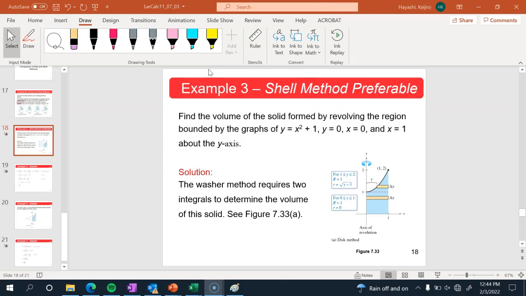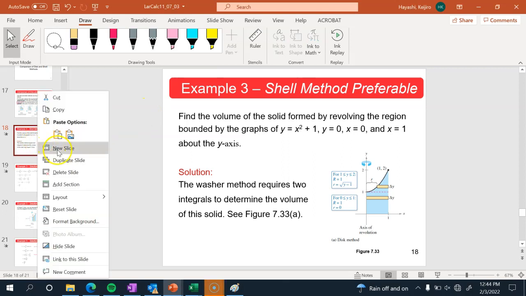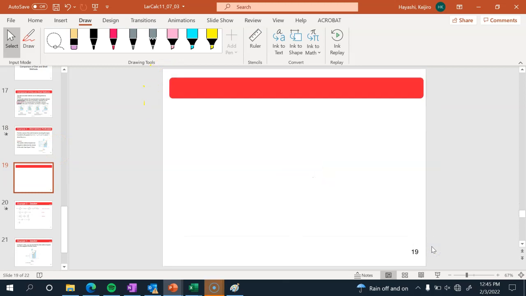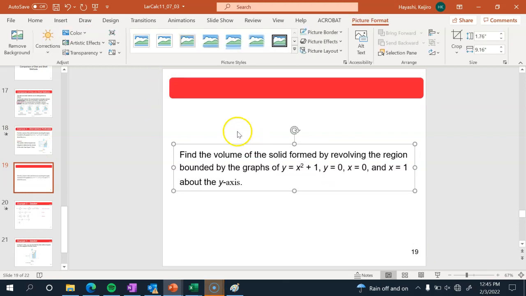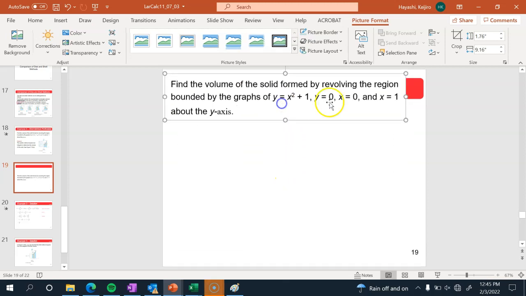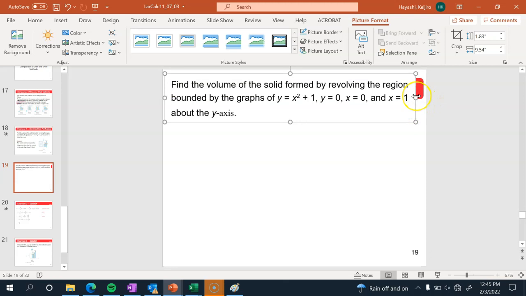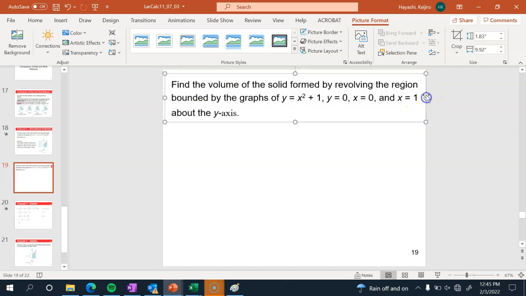So let's look at that shape from the last section, where we were sort of forced to use the disk method because that was all we knew at the time. It turned out to really suck because you had to split the shape up into a top section and a bottom section, and it was dy.